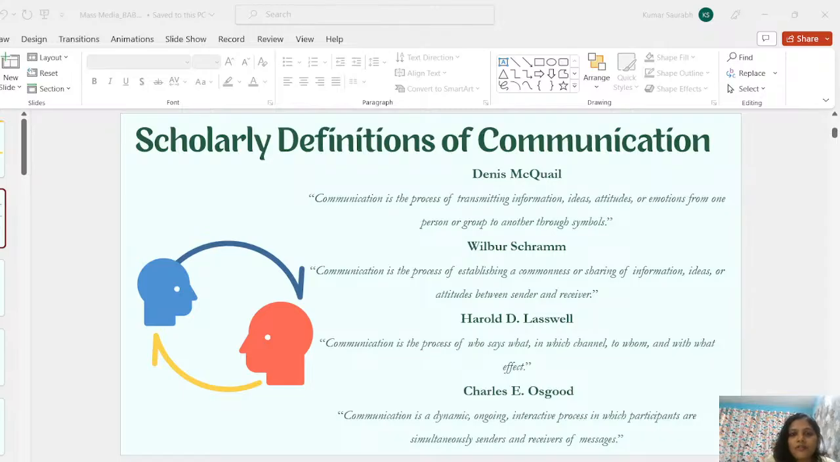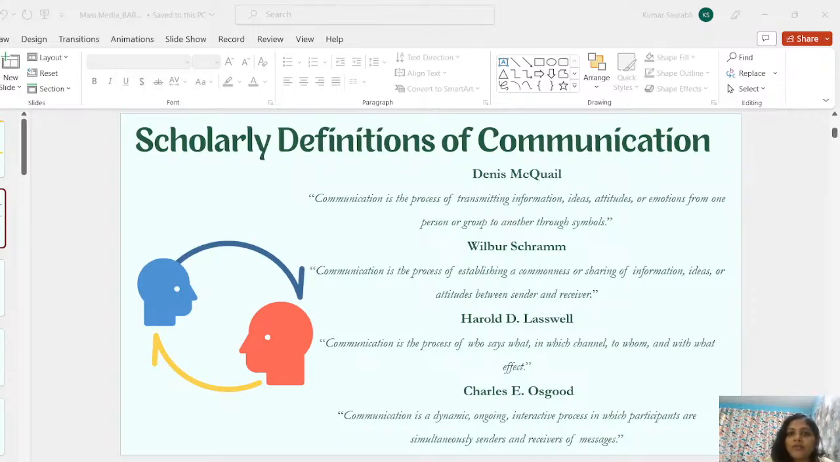So the scholarly definition of communication, I have four different scholars who have explained communication in their own way. I think you must have heard about Dennis McQuail. Now, Dennis McQuail has said that communication is the process of transmitting information, ideas, attitudes, or emotions from one person or group to another person through symbols.